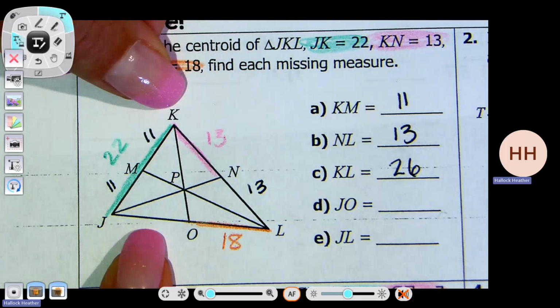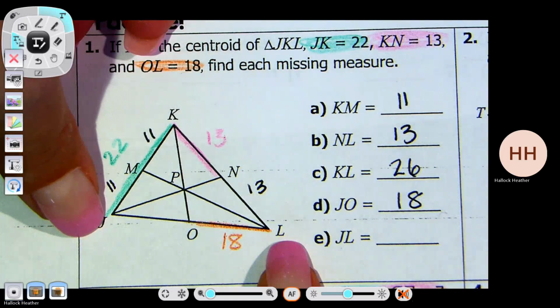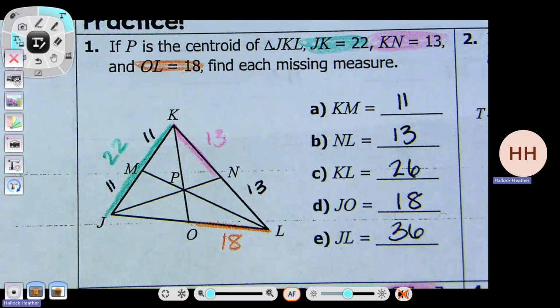JO, 18. And then JL, the whole thing, 36. How do we feel? It's not terrible.